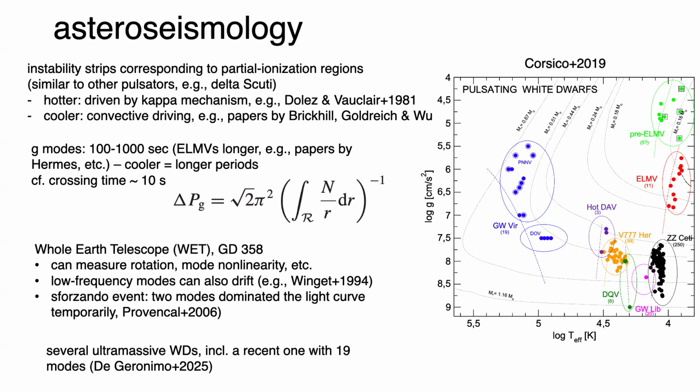There are also some ultramassive white dwarfs which pulsate, including one that was just discovered that has 19 modes. So this is precision science. You measure these things to a few hundredths of a microhertz, and then this one had 19 of those, which was great.